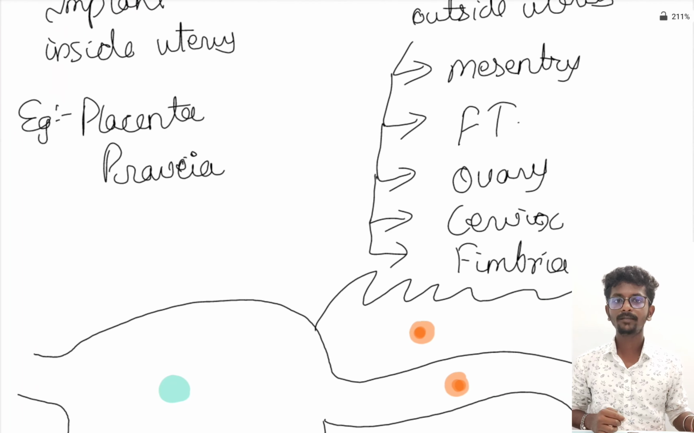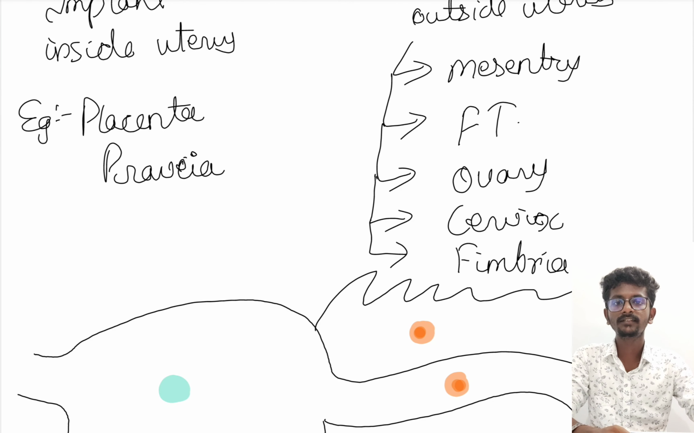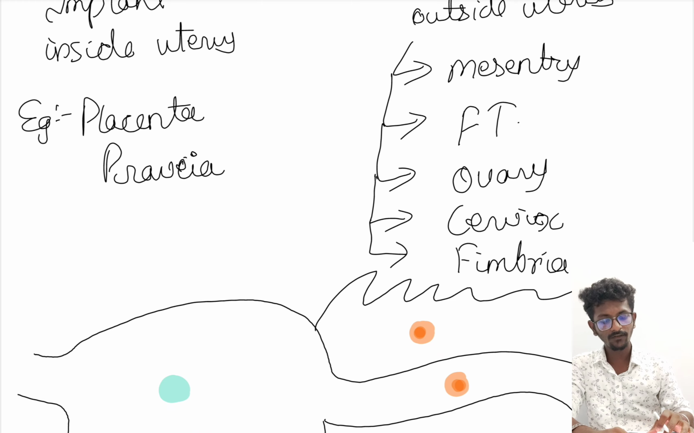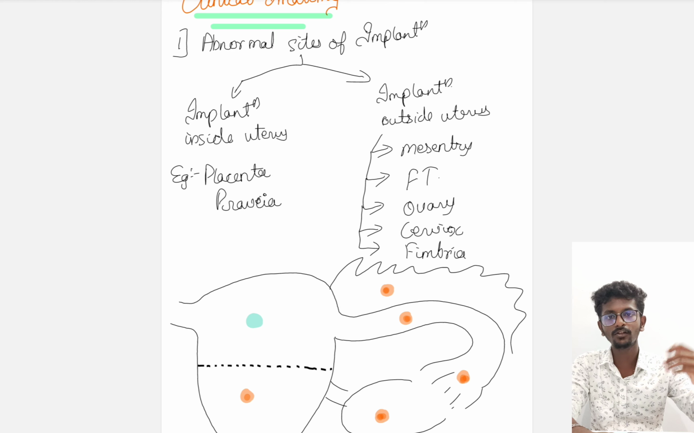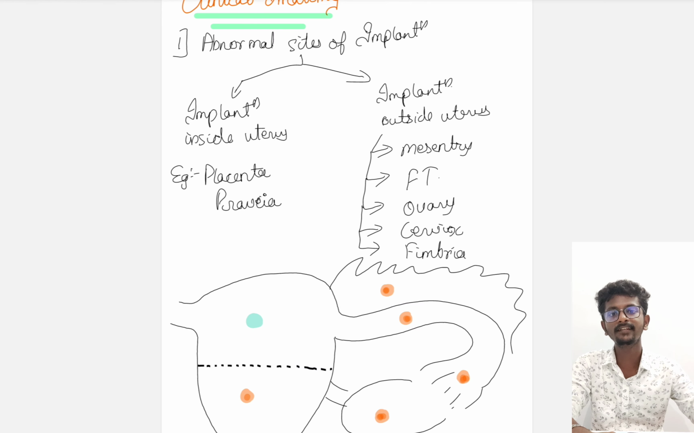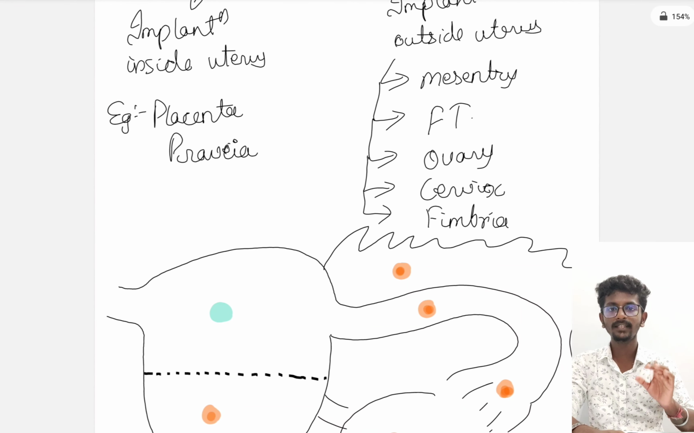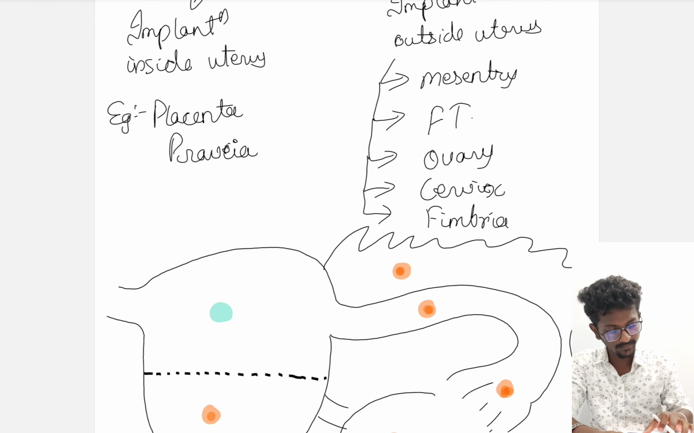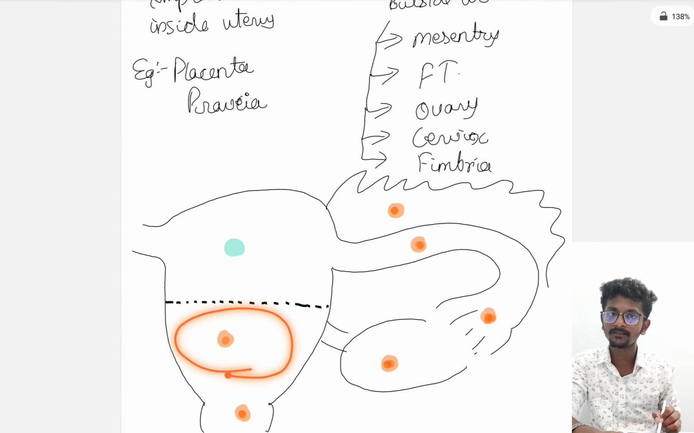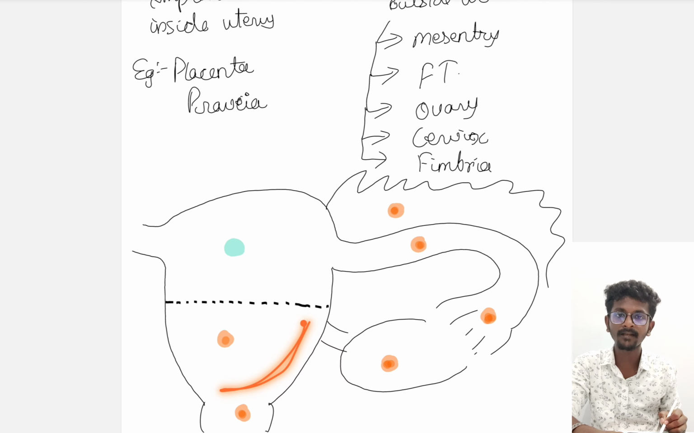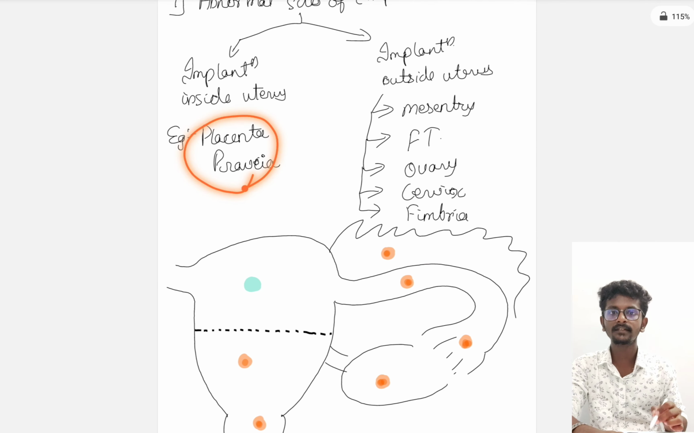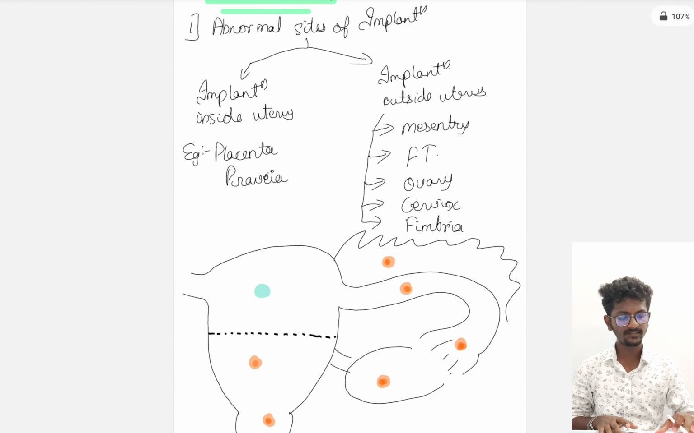The details about placenta previa we will be learning in the topic of the development of the placenta. For now, you just remember one thing, what is placenta previa? If the implantation takes place in the lower uterine segment, then the placenta will be formed in the lower uterine segment, and that condition is called as placenta previa. Let me repeat the same thing. If the implantation takes place in this segment, that is the lower uterine segment, the placenta will be formed in the lower uterine segment, and that condition is called placenta previa. I hope this is very clear to you.